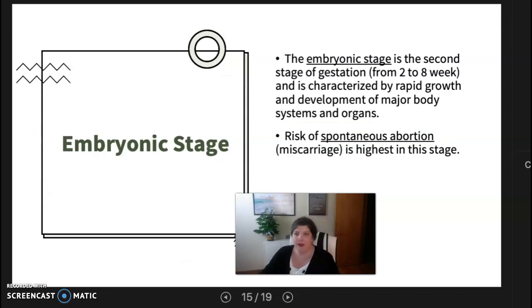Okay, keep going. The second stage is the embryonic stage. It starts in the second week and goes to the 8th week, and it's characterized by rapid growth of the major body systems and organs. This is also the stage where having a spontaneous abortion or a miscarriage is the riskiest.